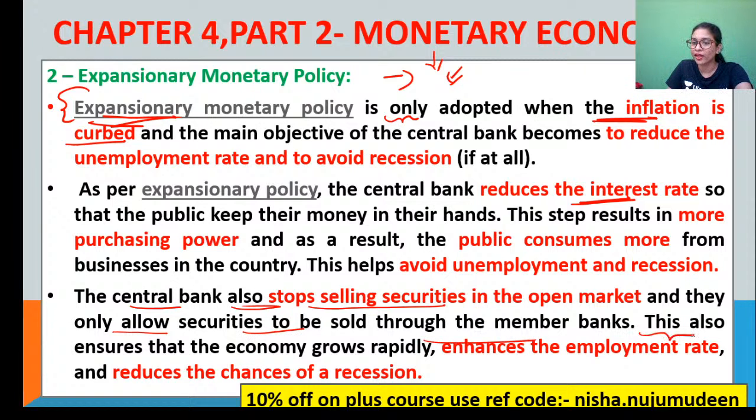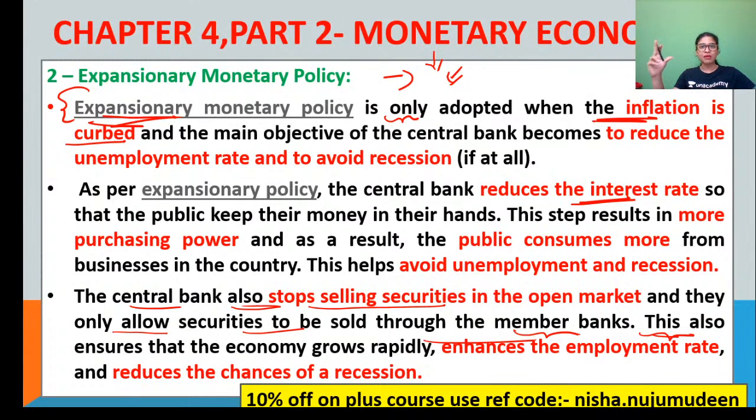Now, what is the whole point of this, guys? Member banks are scheduled commercial banks, and other banks are a part of it. So this activity of RBI, applying the expansionary policy, will ensure that the economy is growing rapidly. And along with the economy growing rapidly, what happens? Automatically the employment rate will increase. There will be more job opportunities.